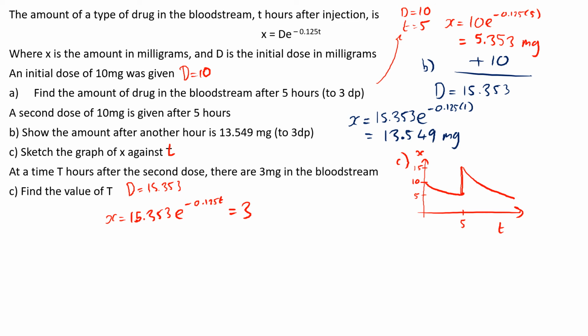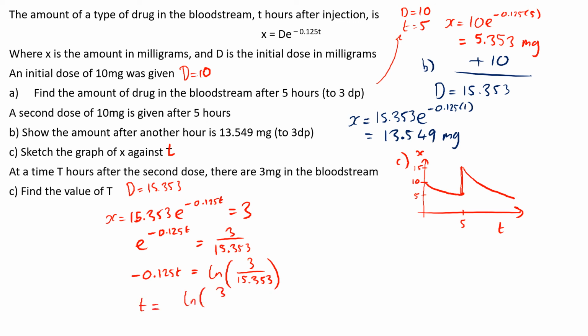So what would our first step be? Well, our first step would be to divide by that 15.353. Our second step will be to take logs of both sides, so minus 0.125 t is equal to ln of 3 over 15.353. And then we'd want to divide by minus 0.125. Incidentally, that is minus 1/8, so you could also think about this as timesing by minus 8. But in the interests of keeping sensible, let's just do it like that.